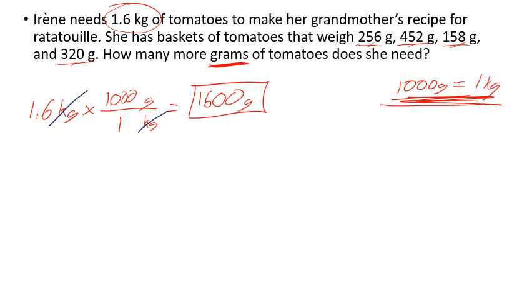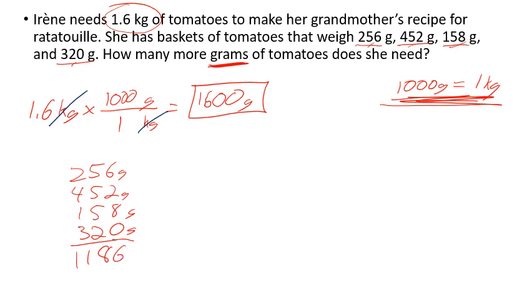Now, what she does have is 256, 452, 158, 320, and those are all grams. So what she has is, I'm just going to add these numbers up, 256 plus 452 plus 158 plus 320 equals 1,186. Okay, now this number is less than this number right here, so how much more does she need?